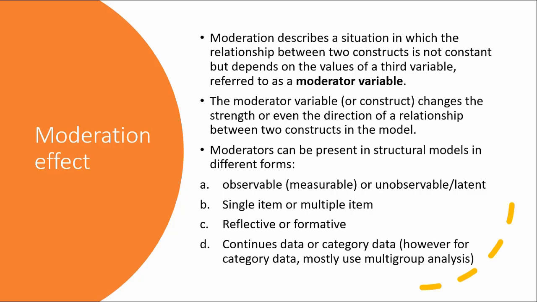Moderation describes a situation in which the relationship between two constructs is not constant, but depends on the value of a third variable, referred to as a moderator variable. The moderator variable changes the strength or even the direction of a relationship between two constructs in the model.